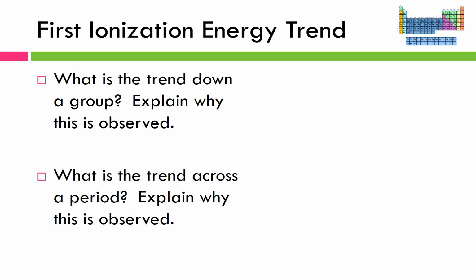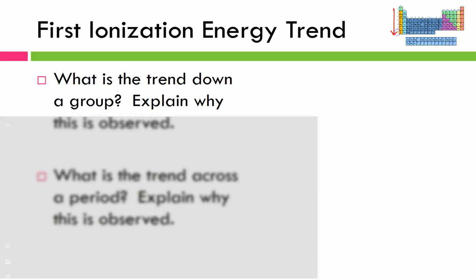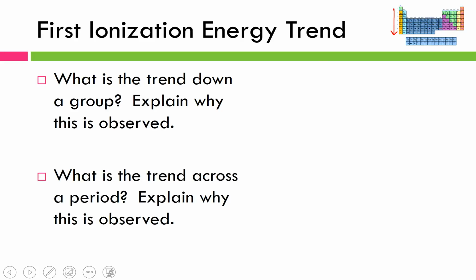So again, you read about this in your homework last night. See if you can explain the trend that's observed as we go from top to bottom down a group, and the trend that we observe as we move from left to right across the table. As you go from the top of the group down towards the bottom of the group, first ionization energy decreases.